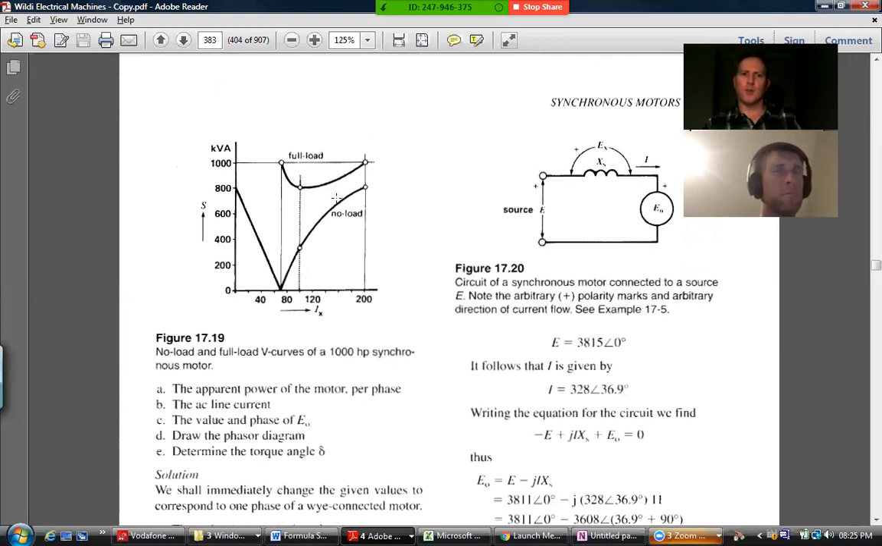This one's normally more applicable because you're normally trying to run the motor at or near full load. This one is showing you what's happening under no load, where it's possible to actually have no real power and just reactive power, basically. Okay. So yeah, no calculations, or in fact, even the definition of the V curve, you can leave that out.